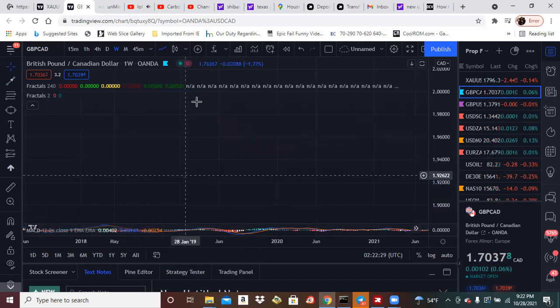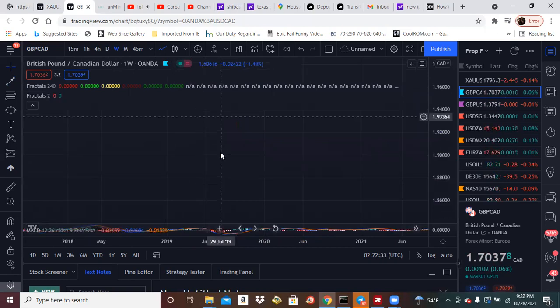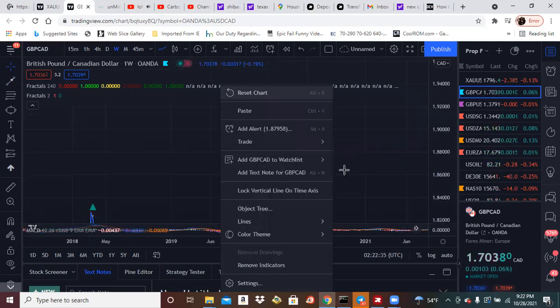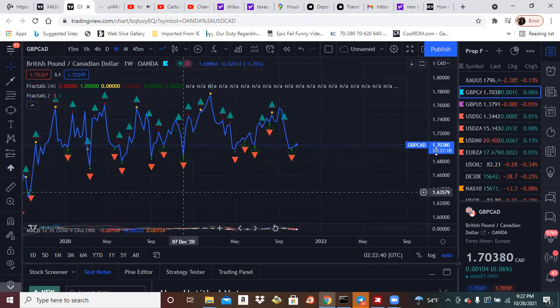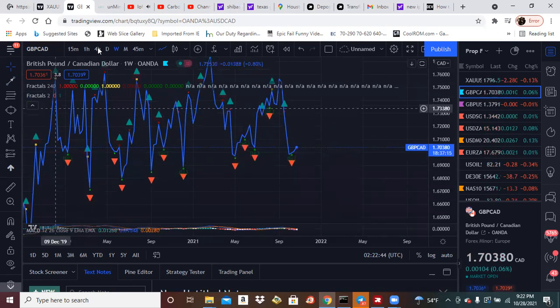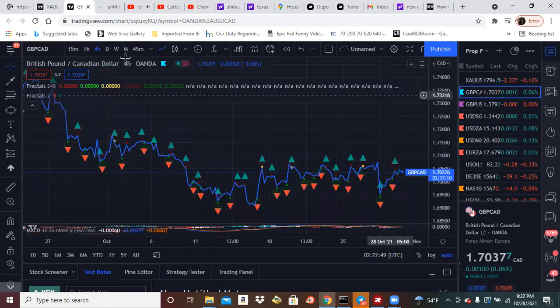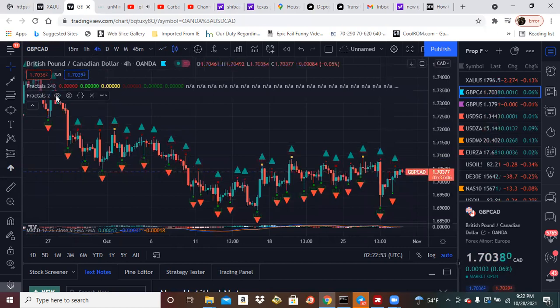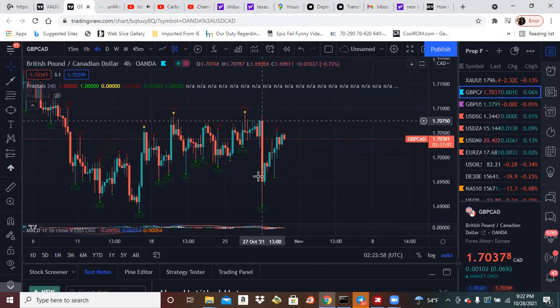So let's go to the market. This is GBP CAD. If I can get it to, let's reset the chart. So we got GBP CAD right here, right? H4, right? H4, reset the chart. And let's put the candles on. And let's see what's going on. We got a push down, right? So the market was on a downtrend.